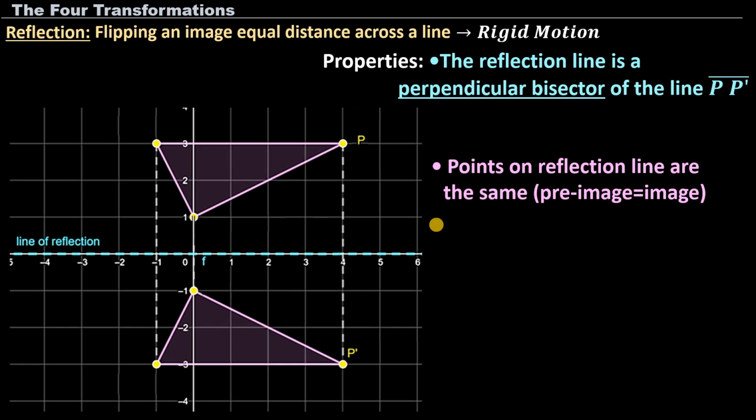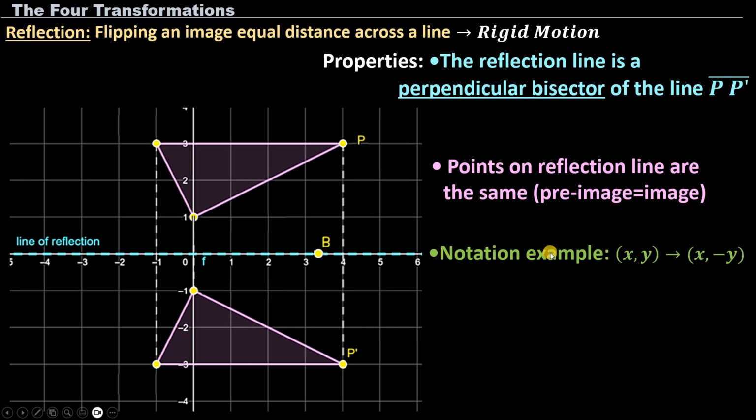The points that are on the line of reflection are the same. The pre-image is the same as the image. So if we look at point B, if we reflect point B, it's already on the line. It has 0 distance away from the line, so reflecting that is going to keep it 0 distance away from the line. So B is going to be the same as B prime.